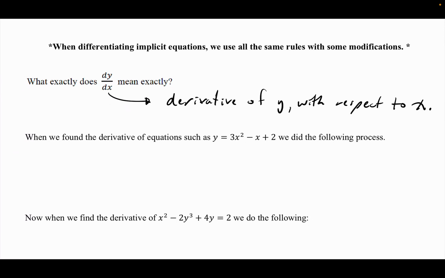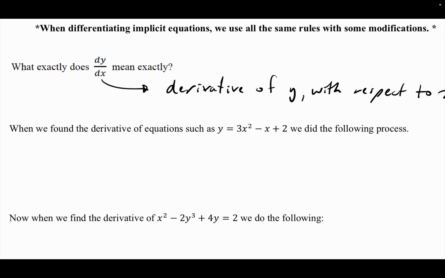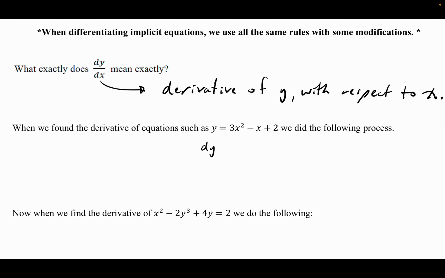Okay, so when we found the derivative of this guy, we would say dy over dx equals, right? And then what would be the derivative there? 6x minus 1. 6x minus 1, right? Just use the power rule for that. You guys have done that. We did that last unit, last chapter. That's what the test was just on.